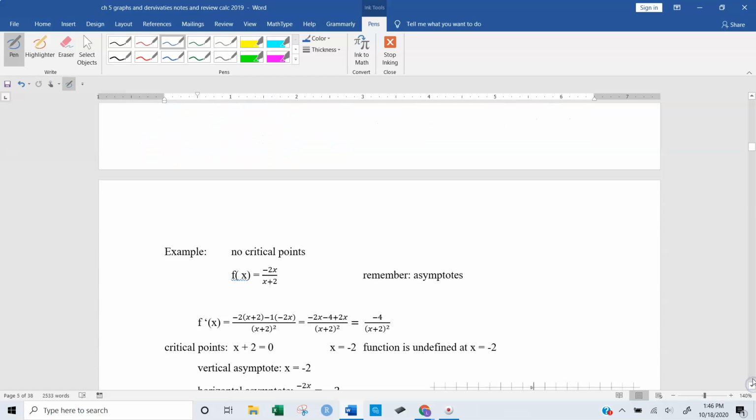All right, no critical points. Let's see, how much do we have left here? I think we'll finish off. If you want to take a break right now, that'd be okay and come back to it. So remember asymptotes. So let's go here.